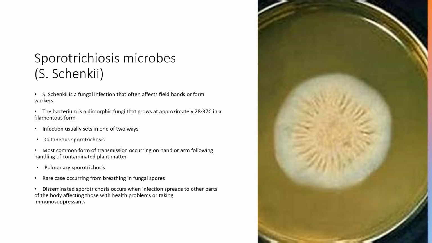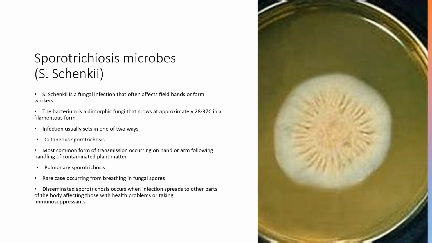The microbes of S. schenckii on the right are lying on an agar plate and seem to form a jellyfish type shape. It is a fungal infection that often affects field hands and farm workers that do not utilize proper PPE when dealing with an unknown type of plant. The organism is a dimorphic fungus that grows best at about room temperature or a little colder.